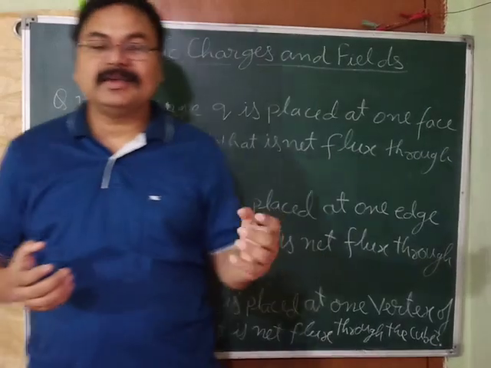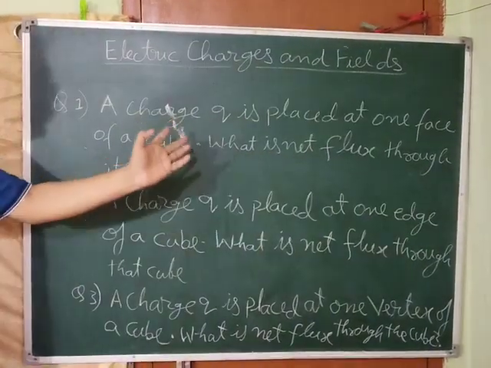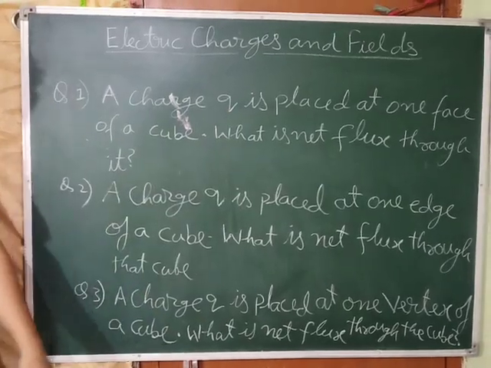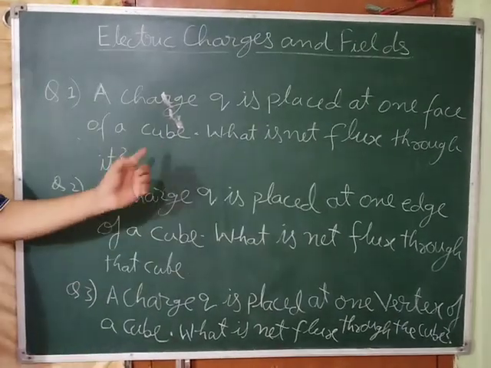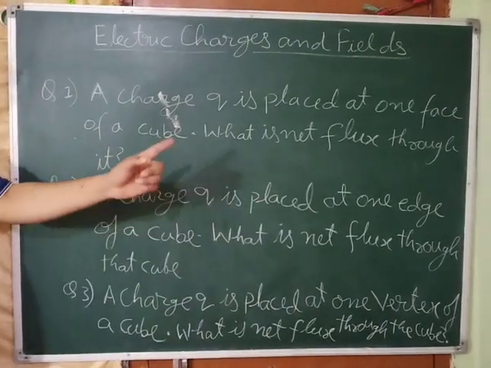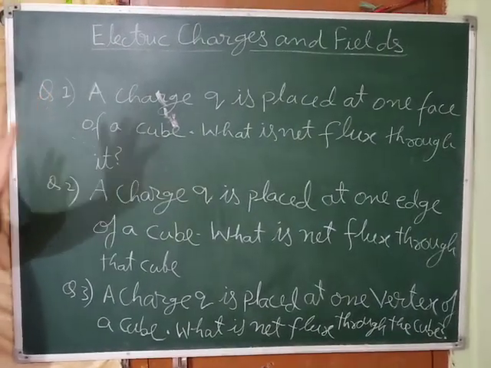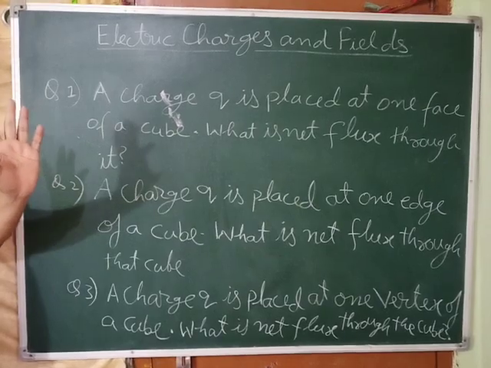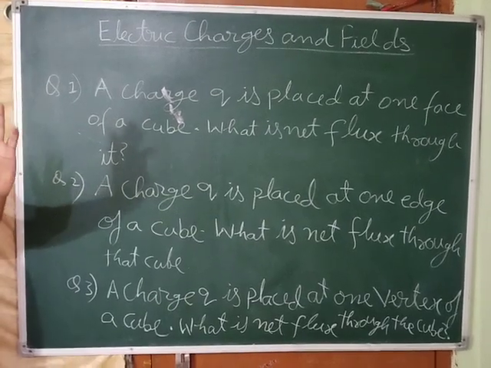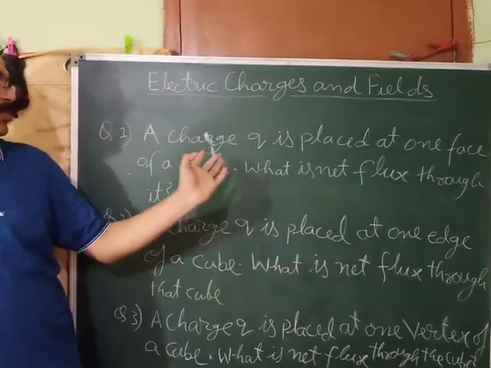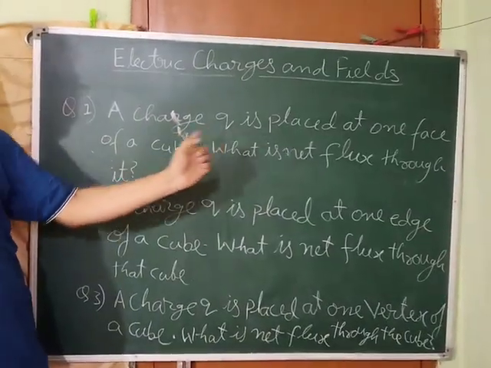So for that, here are three questions I have written on the board. You can see the first question is that a charge q is placed at one face of a cube. What is the net flux through it? Through it means through the cube. So you have to find out the net flux through the cube. So the question is that a charge is placed at one face of a cube.